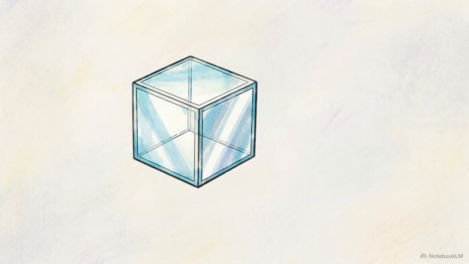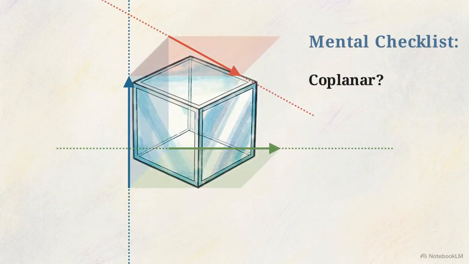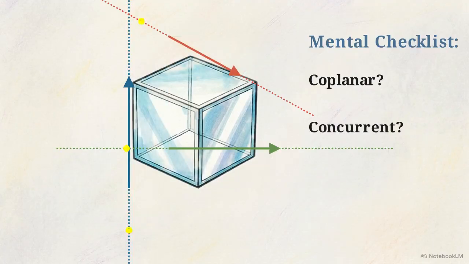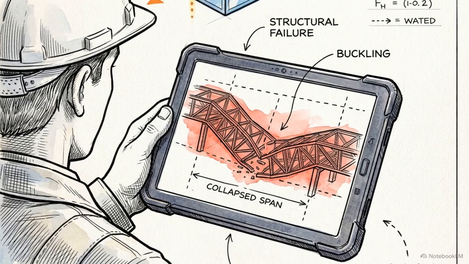Let's test this. Pause the video and look at this cube. We have 3 forces mapped along different edges and faces. Run through the mental checklist. Do these lines share a flat plane? Do they cross at a single point? Do they run parallel to each other? They share no plane, they miss each other completely, and they face different directions. This is a non-coplanar, non-concurrent, non-parallel system. Running this exact checklist is how you prevent catastrophic errors before you write down a single equation.